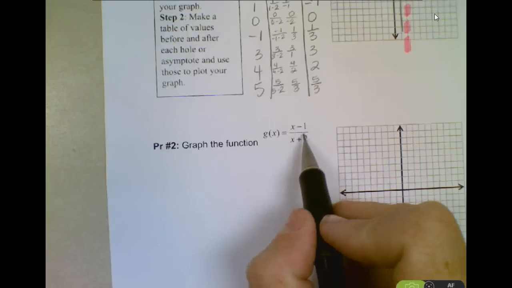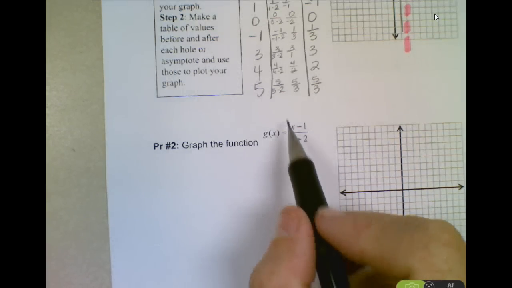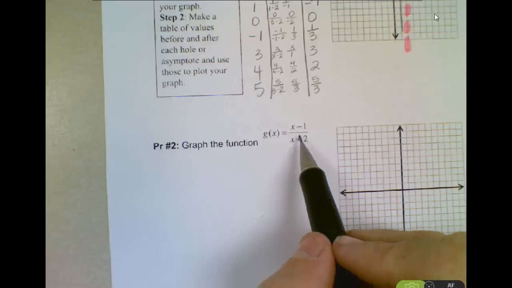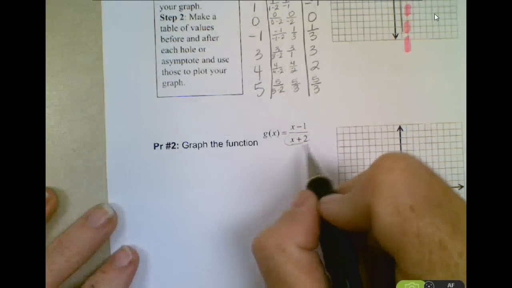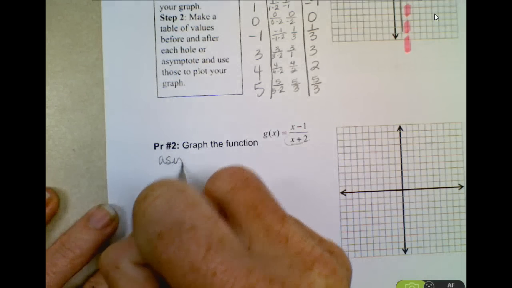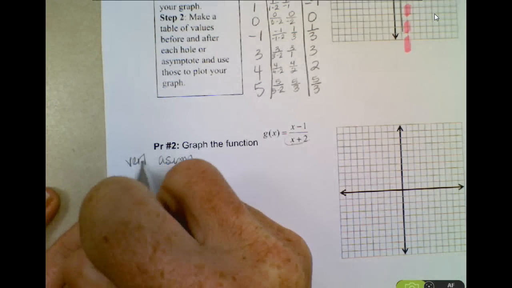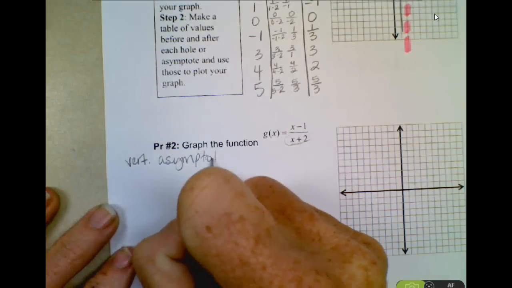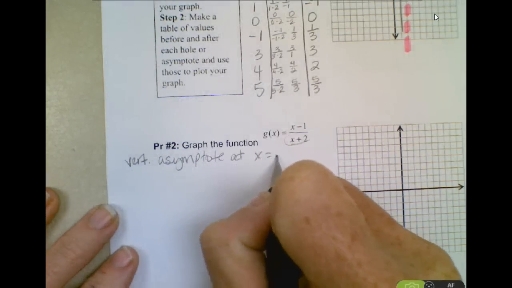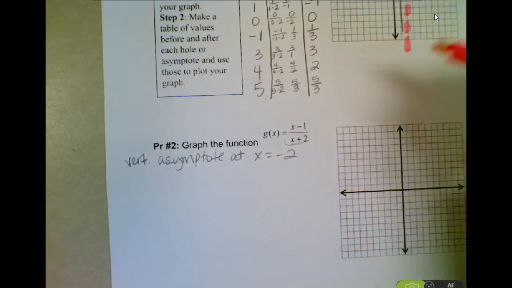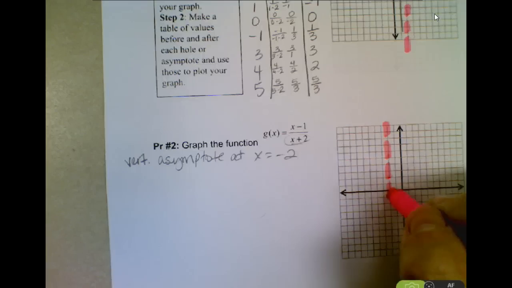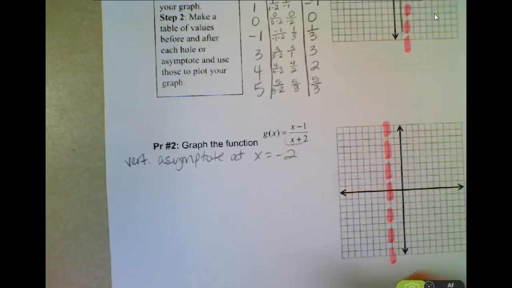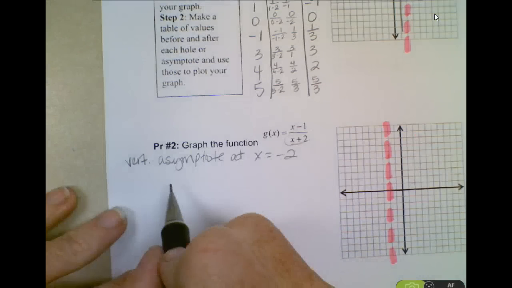Again, I know that I do not have a hole in this particular graph because I don't have a factor that cancels out, but I do have an asymptote. It's going to be a vertical asymptote again, at x equals negative 2. So let's put in our vertical asymptote. You can do this with a highlighter, a thick pen, or of course your pencil. I just like to be able to see it really clearly. So that asymptote is going to be at negative 2.